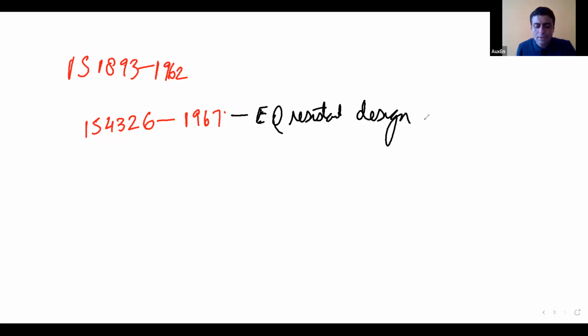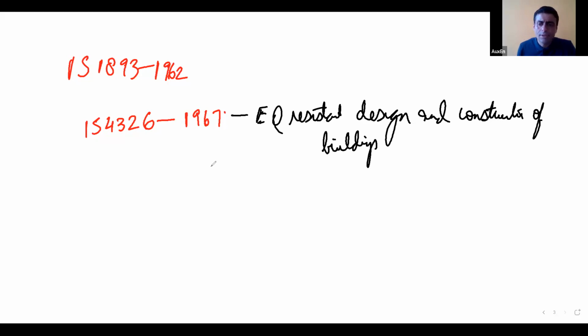It dealt with earthquake resistant design and construction of buildings. So this was more of a general prescriptive code that you should do this, you should not do this, do's and don'ts type. It was less on mathematical calculations and more on a prescriptive basis, right, wrong, that type of thing. This was mainly dealing with concrete construction.